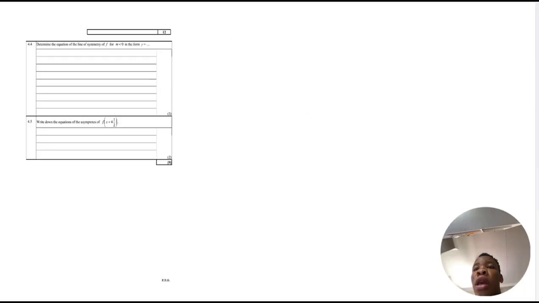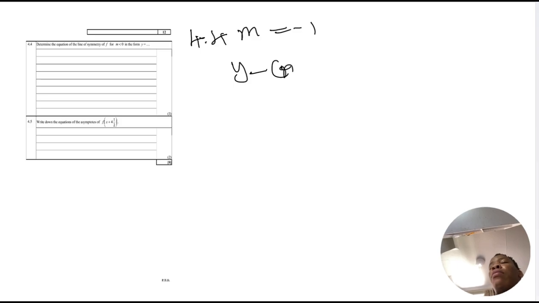Let's move to the next question. They are saying determine the equation of m less than 0 in the form y. Therefore, they're saying m will have m equal to -1. Then they are saying write the equation in terms of y. We will have y minus y1 equals m into x minus x1.